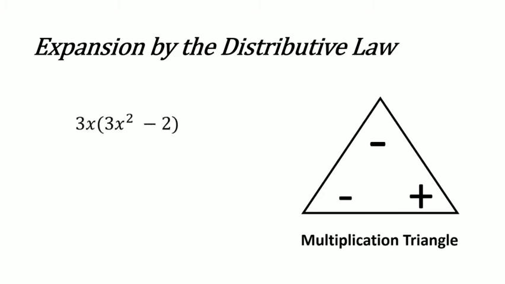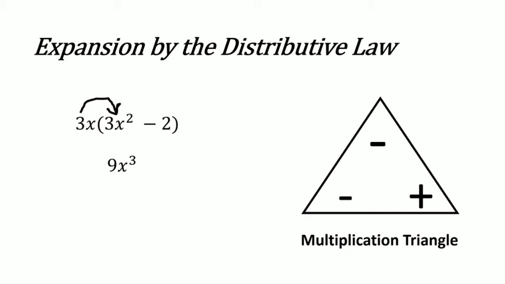Let's suppose if you had another example, like 3x into 3x squared minus 2. We first multiply the 3x by the 3x squared. This would give me 9x cubed. We did this in stages by multiplying the 3 by the 3 first. 3 times 3, 9. And then you multiply the x by the x squared. And x times x squared is x cubed. Hence the reason we had 9x cubed.